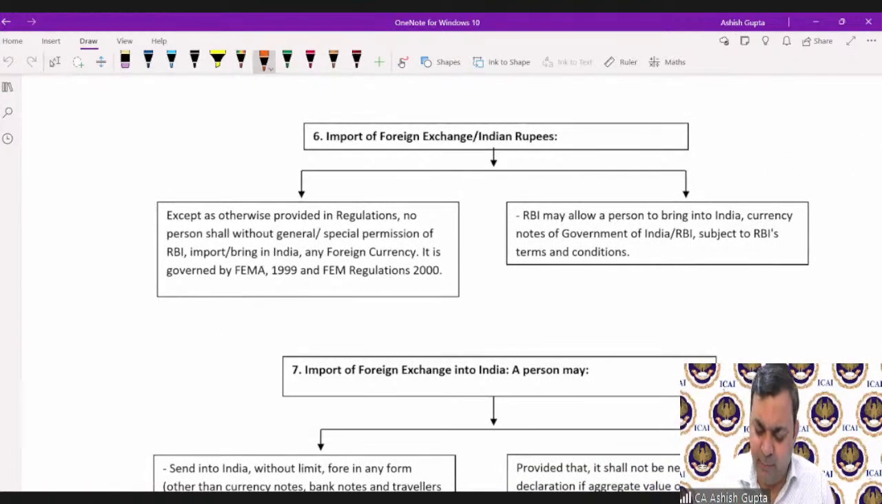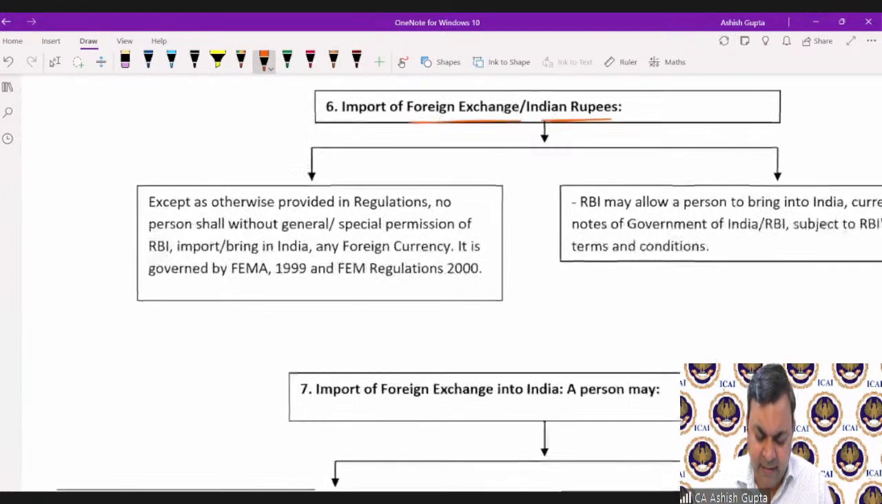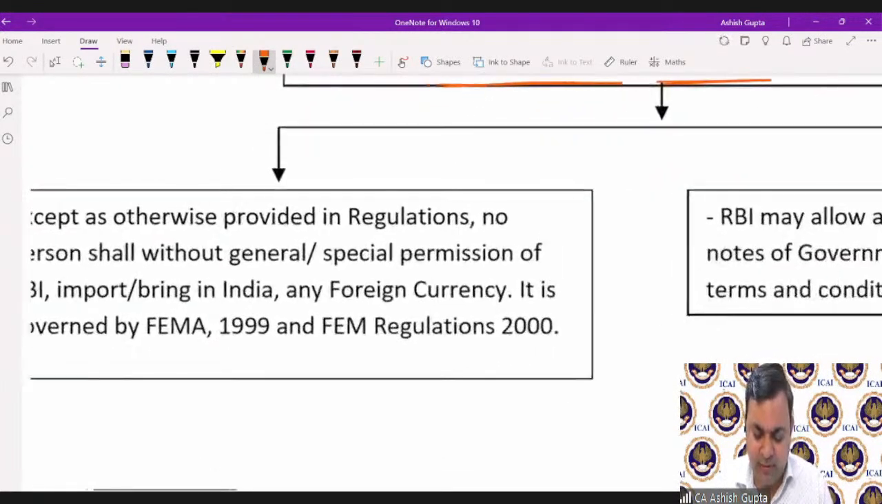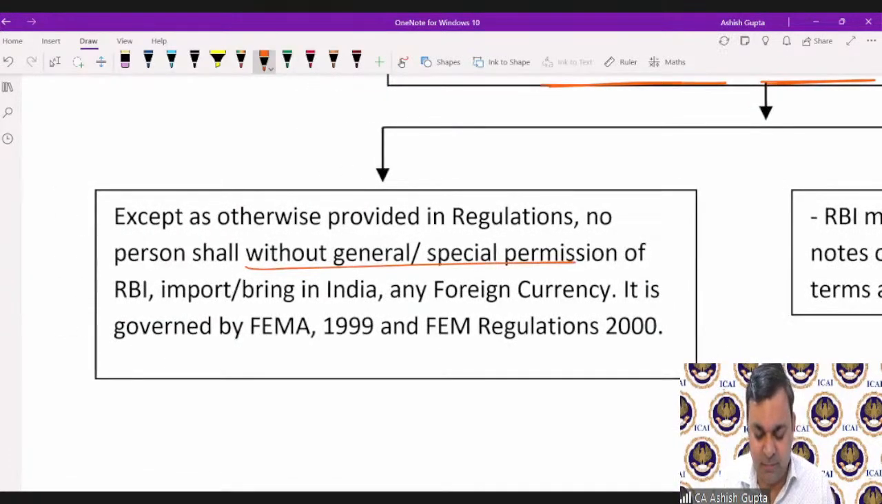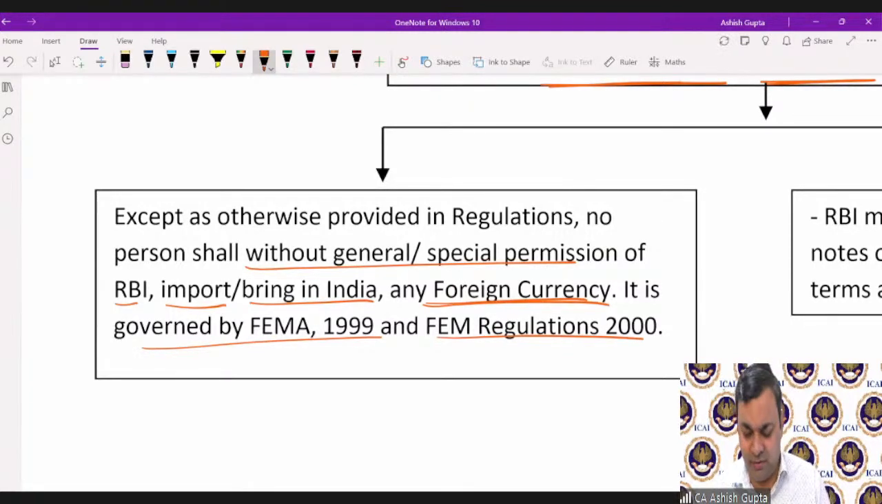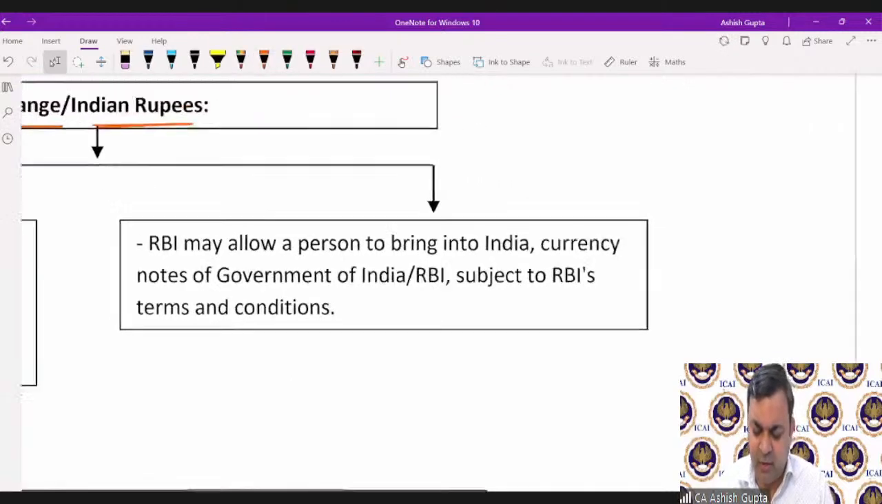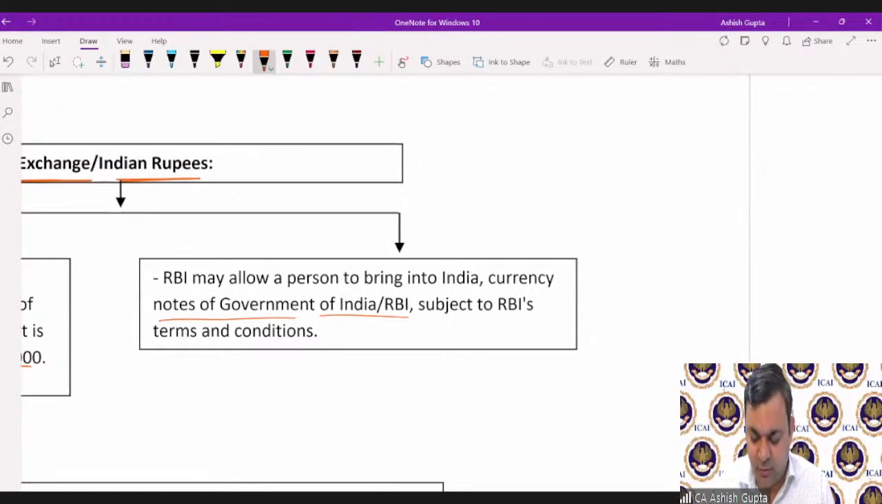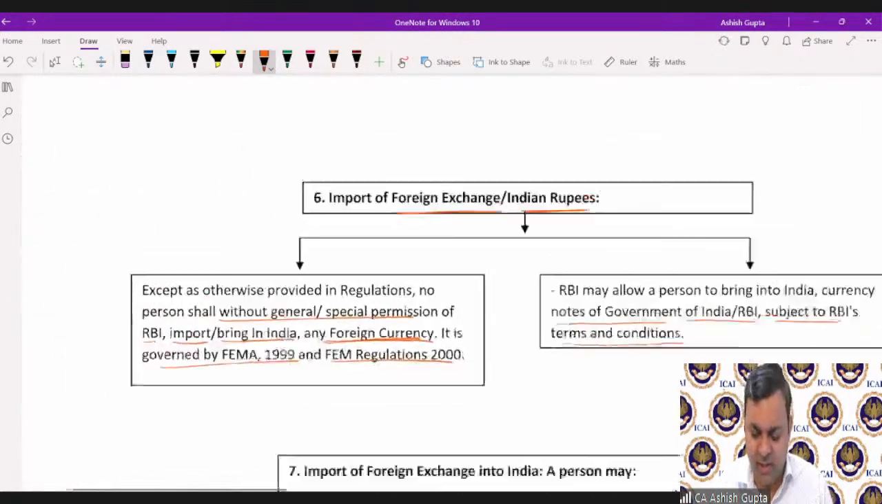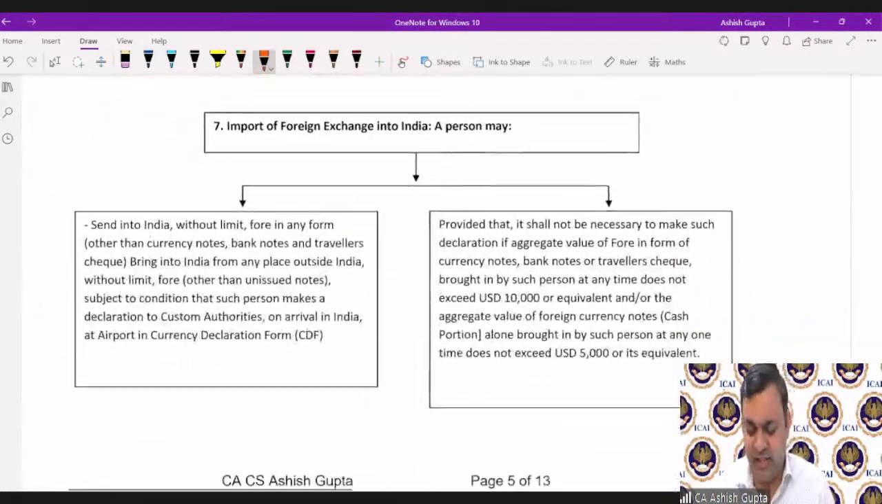Now, point number 6, import of foreign exchange or Indian rupees. Except as otherwise provided in the regulation, no person shall, without general or special permission of RBI, import or bring into India any foreign currency. It is governed by FEMA 1999 and the Regulations 2000, so you need to take the approval. RBI may allow a person to bring into India currency notes of the Government of India subject to RBI terms and conditions. So point number 6 is not at all such a technical part.